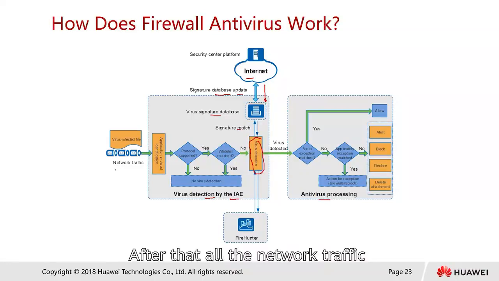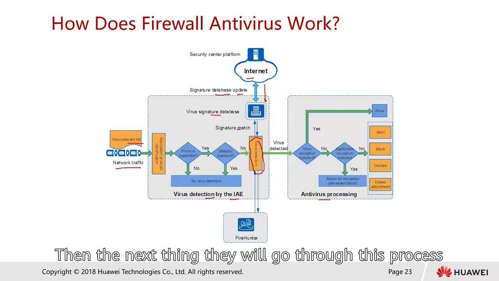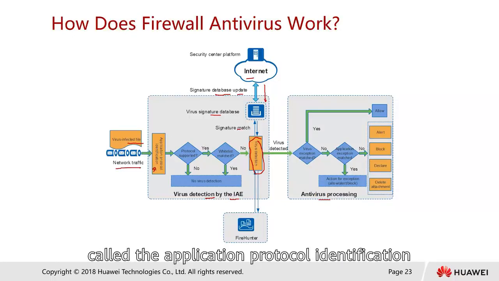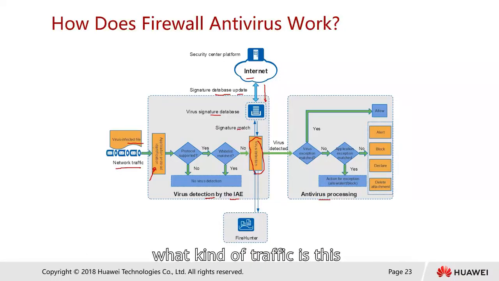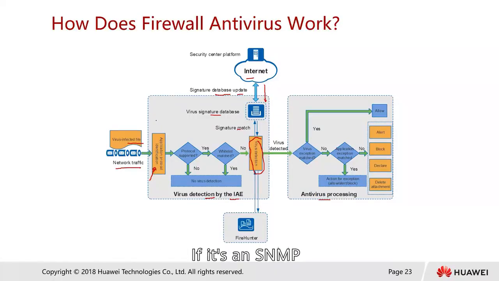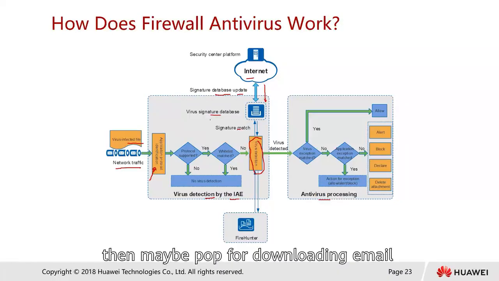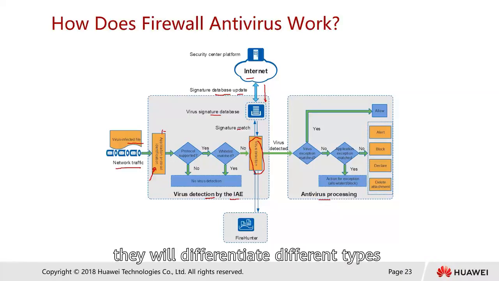After that, all the network traffic or files infected by viruses are handled. The next thing, they will go through a process called application protocol identification. This determines what kind of traffic this is. Is this FTP traffic, or SMTP, or maybe POP3 for downloading email? So they will differentiate the different types.